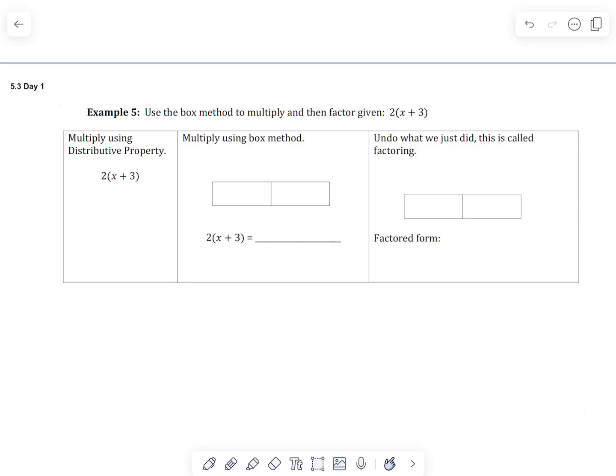All right, example 5 says, use the box method to multiply and then factor. So here is our polynomial, and it's already been factored out by 2. And so what we're going to do in this first box is we're going to use the distributive property, and we're going to distribute that 2 into the binomial. So we take 2 times x, and we get 2x. And then we take 2 times 3, and we get 6.